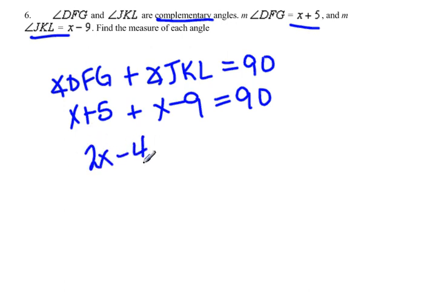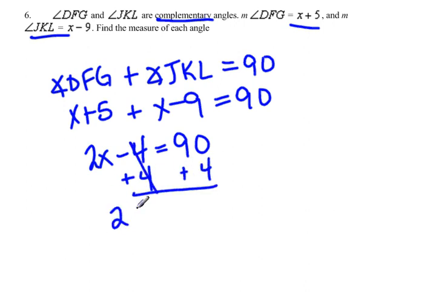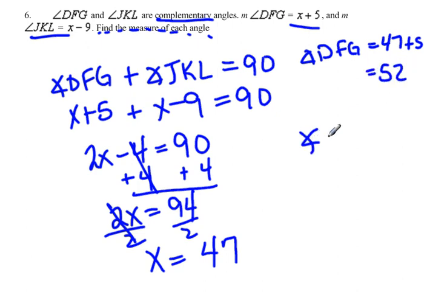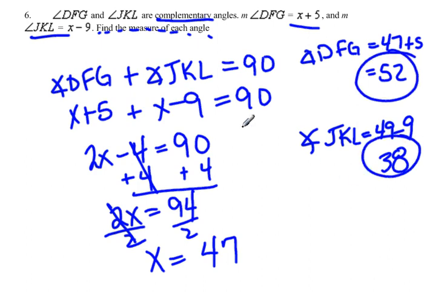Combining like terms, adding 4, we have 2x equals 94. Division, x equals 47. And it says to find the measure of each angle. So that means we have to plug 47 back into both. So angle DFG equals 47 plus 5, which is 52. And then angle JKL equals 47 minus 9, which gives us 38. So there's the value of my two angles.